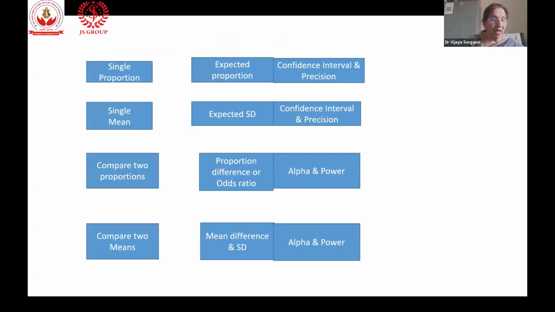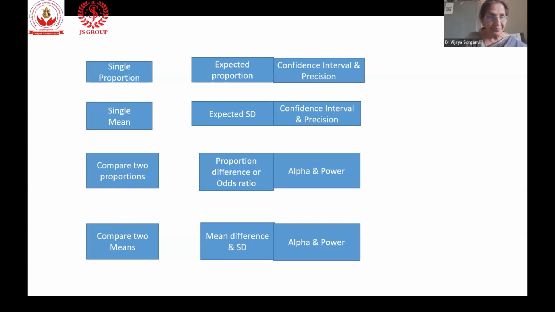In observational studies, we mainly have 4 formulas. If we are doing a study including only a single group, finding incidence or prevalence, that is called single proportion, using categorical data. The expected proportion we take from the previous study, and we take the confidence interval and precision in the study, that is the margin of error. We decide these and calculate the sample size using that particular formula that we are going to discuss.